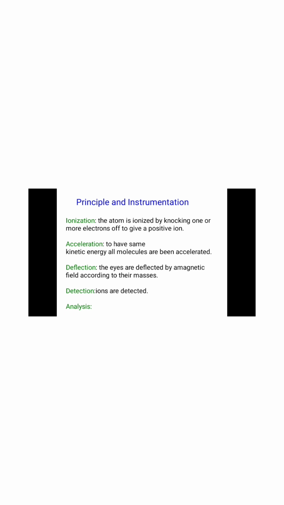Now there is some basic instrumentation of it. So there is an ionization chamber. When a beam of electrons is bombarded on vaporized gases as a sample, it knocks out one or more electrons to give a positive ion. Now there are acceleration slits of different potential. So all the molecules get accelerated to gain the same kinetic energy here.